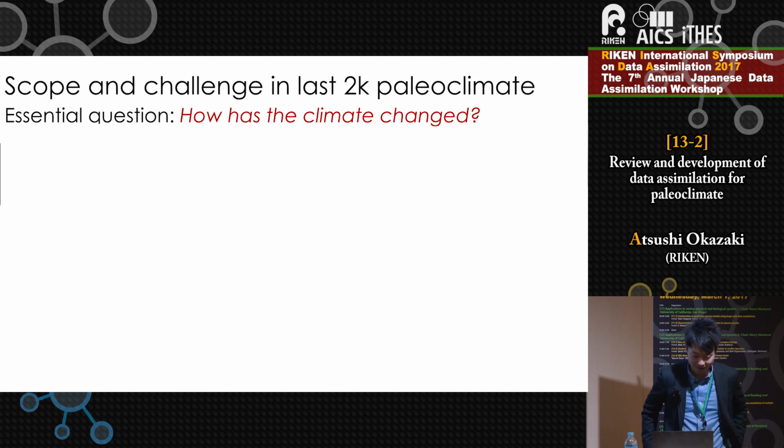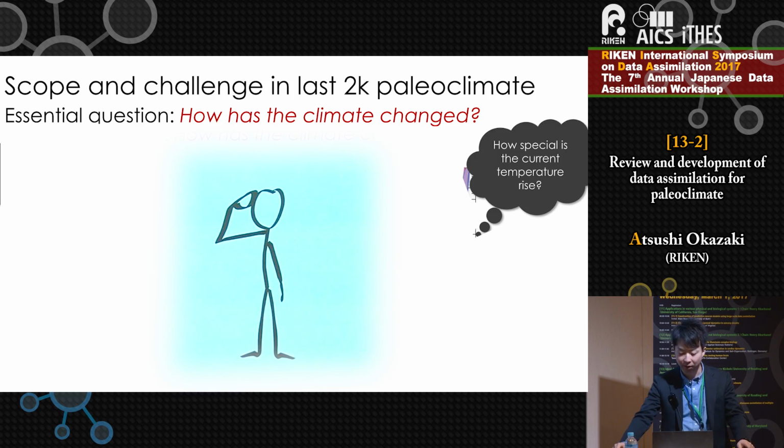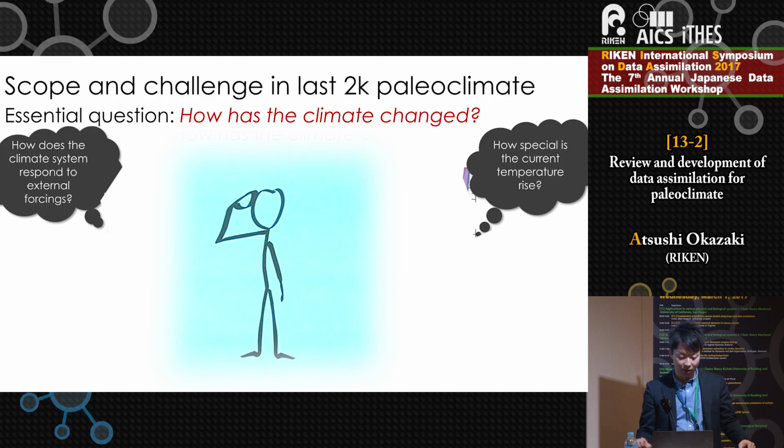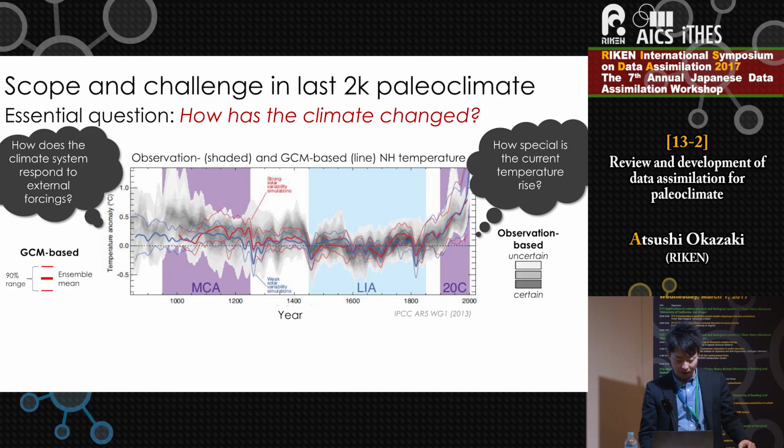So, scope and challenge in paleoclimate. I will focus on the last 2,000 years. The essential question in paleoclimate is how the climate changed. More specifically, we want to know how unusual the current temperature rise is, and how the climate system responds to external forcings. This figure shows the time series of Northern Hemisphere temperature estimated based on observation and GCM.